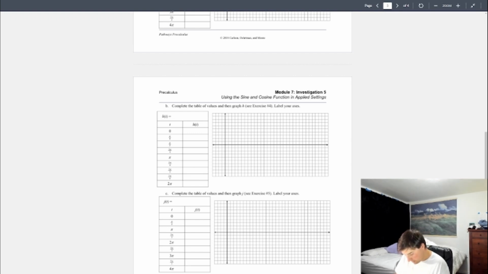What is the amplitude for function k? I hope I haven't been making that mistake. I think it's all 2.3. For function k, it's also 2.3 feet.